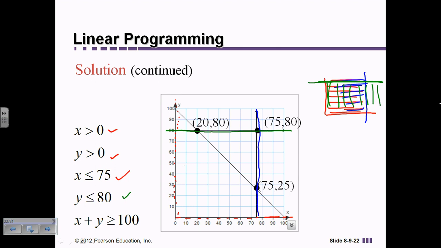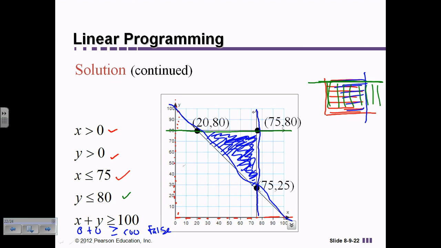And then our last one is X plus Y is greater than or equal to 100. So that's this line that's coming through here. Now when I do greater than or equal to 100, if I pick 0, 0 plus 0 is greater than 100 is a false statement. So this time I'm shading over here. So this triangular region right here is our feasible region.